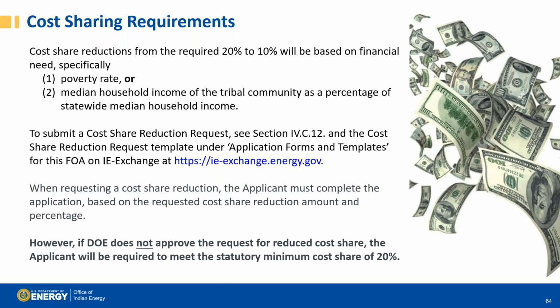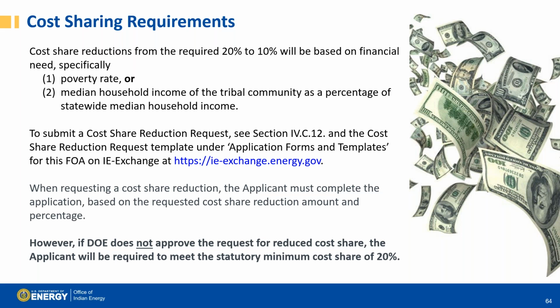Cost share reduction request. How do you ask for a cost share reduction request? That's important, right? An applicant may request a reduction in cost share from 20% to 10% based on financial need. Specifically, the poverty rate of the tribal community is at least 20% based on the Census Bureau's My Tribal Area, or the median household income of the tribal community does not exceed 80% of the statewide median household income based on the Census Bureau, also under My Tribal Area, and ACS data profiles by state.